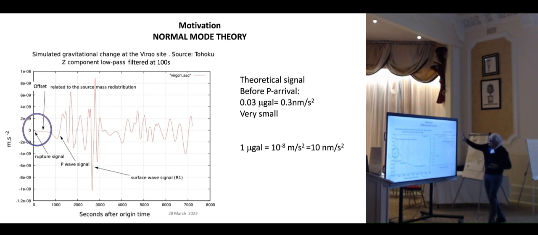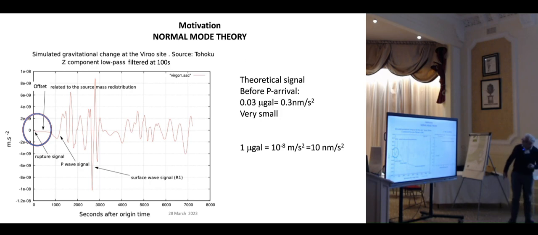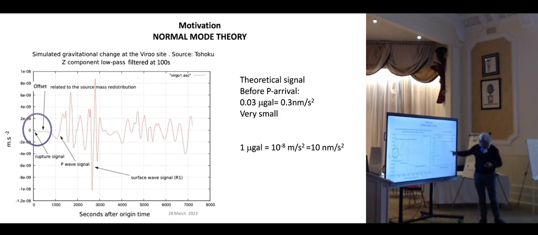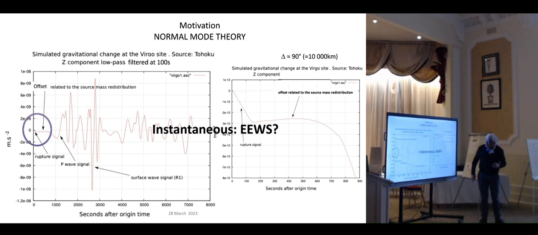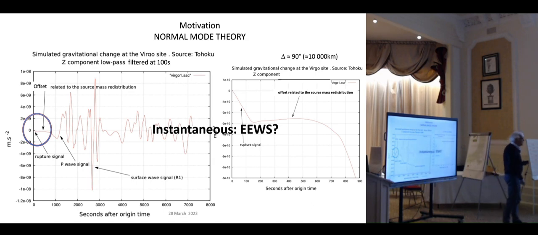Okay, so this signal is quite small, and at 10,000 kilometers it means that it was almost an instantaneous signal. That's the reason why the gravity perturbation is propagating at the speed of light. It is the reason why we wanted to try to look for this tiny signal. And so since the beginning, we realized that it might have some important applications in earthquake early warning systems.